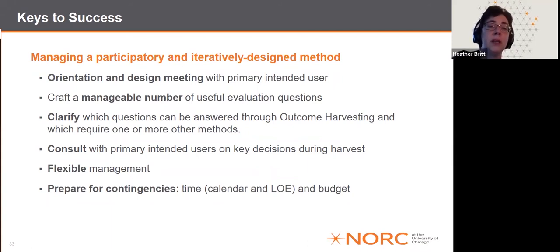Being clear about which questions can be answered by outcome harvesting and which ones can be answered with other approaches. Use a blended approach, that's just fine. Just be clear about which ones outcome harvesting is going to answer. Come back to your primary intended users on key decisions throughout the harvest, and set aside some time and budget to adapt as you need going forward.